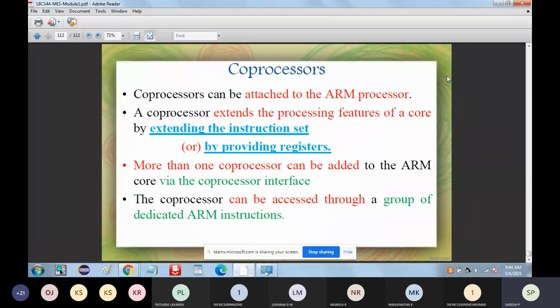That is why I am attaching the coprocessor to the ARM core, because I want that particular feature to be inserted into your embedded system. Now, along with the instructions run by your ARM, the other instructions controlled by your coprocessor will also be added. So that means the number of instructions is going to increase, or a group of new instructions is added into your embedded system.